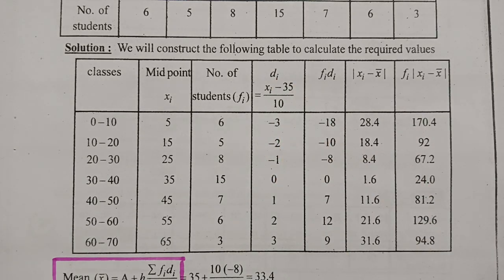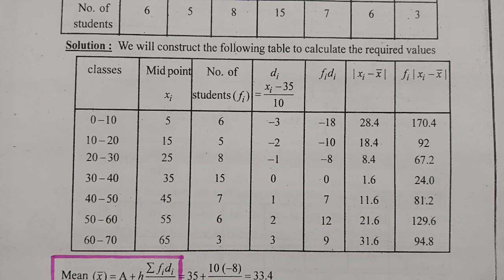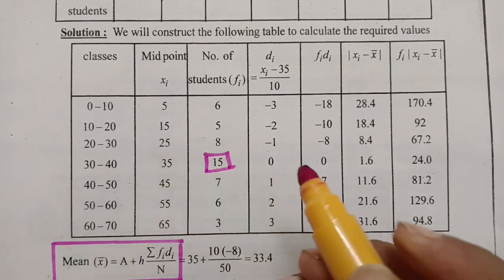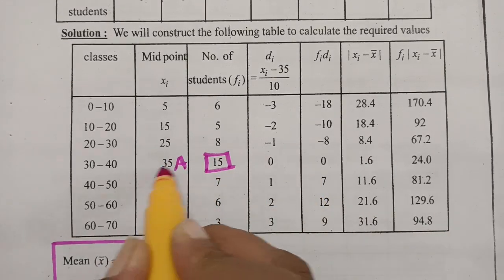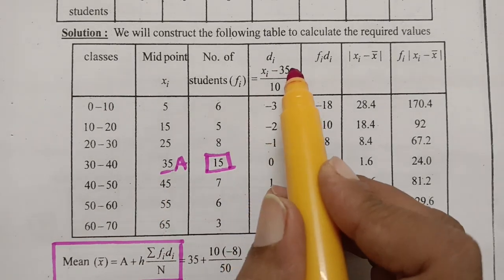So here comes the problem. If you observe this one, what is a here? The number from the frequency which is the biggest one, 15 is the biggest one, the corresponding value, you consider this as a value. So this is a. Now we have to find d = (xi minus 35) by 10.